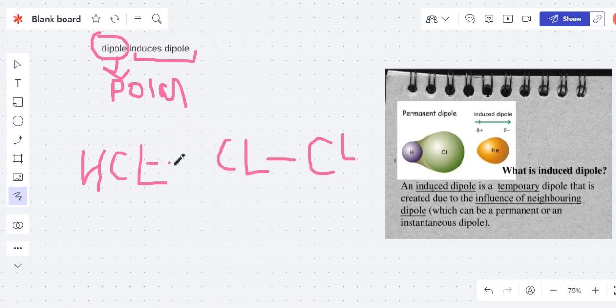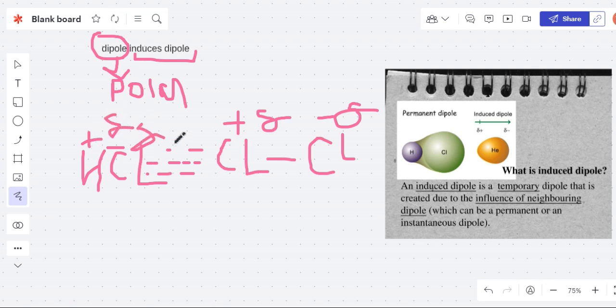When this chlorine molecule attracts this chlorine molecule, this chlorine molecule gets the partial positive charge, and this chlorine molecule gets the partial negative charge. It has negative charge, it has positive charge, partial positive, partial negative. So when this chlorine molecule attracts with this chlorine molecule, it gets the partial negative and partial positive charge. So this is basically known as dipole-induced dipole.